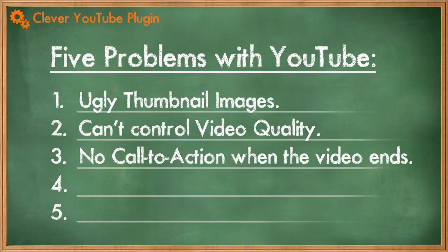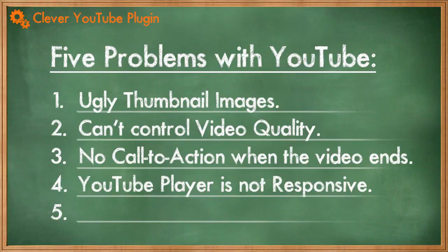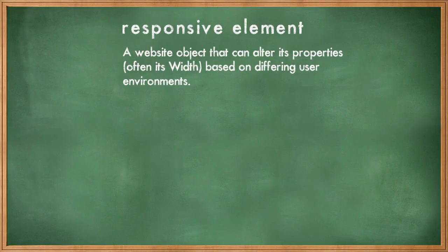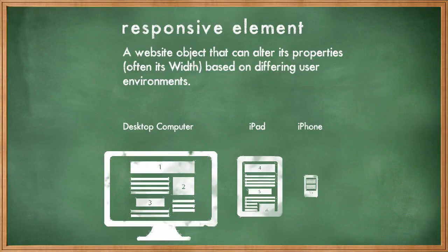Now, problem number 4, YouTube's video player is not responsive by default. So responsive web design is a pretty big deal these days. If you're not familiar with this term responsive, it just means that the web object will alter its properties based on the environment. Meaning that these days we access the internet via many different types of devices, desktops, iPads, iPhones, etc. So you'll notice that the screen width on all these devices varies dramatically.